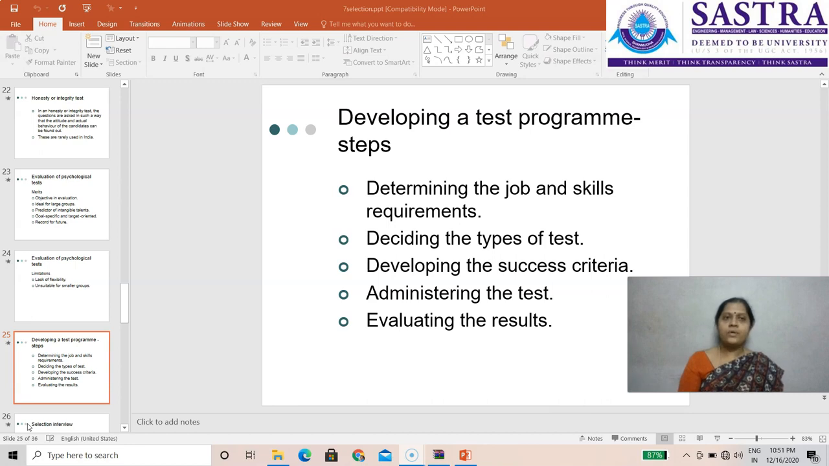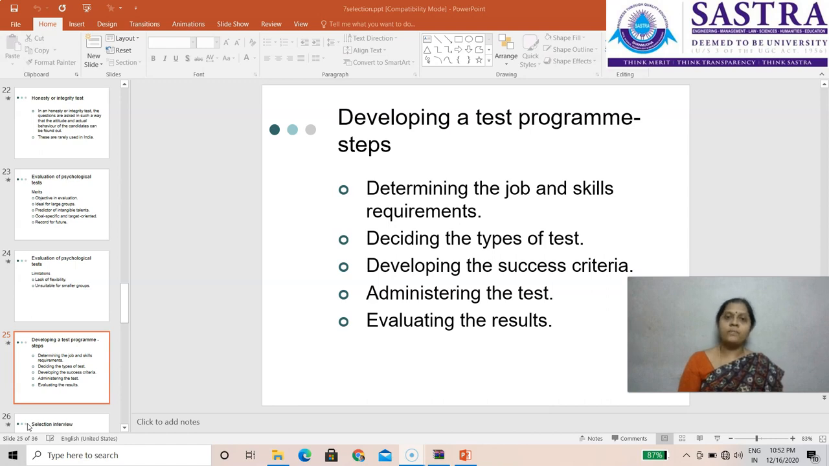It is also essential to identify the human qualities that can predict success on the job. So that is the first step, determining the job and skill requirements. That is the first and foremost step. And then it goes on with deciding the type of test.